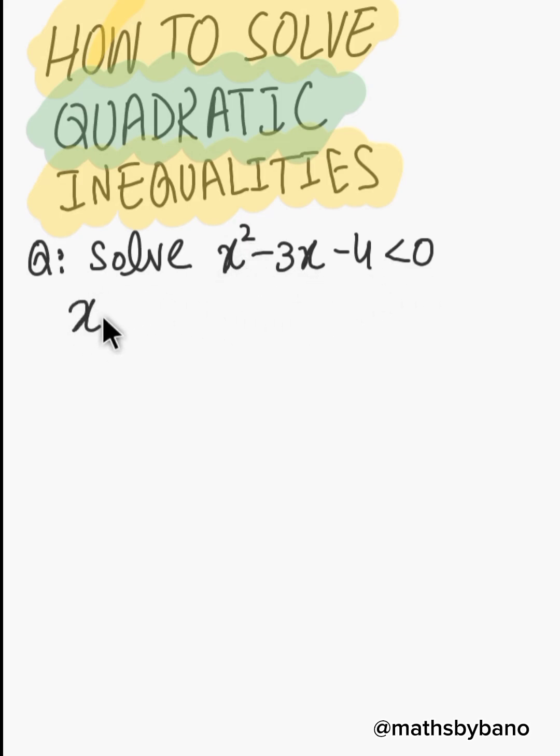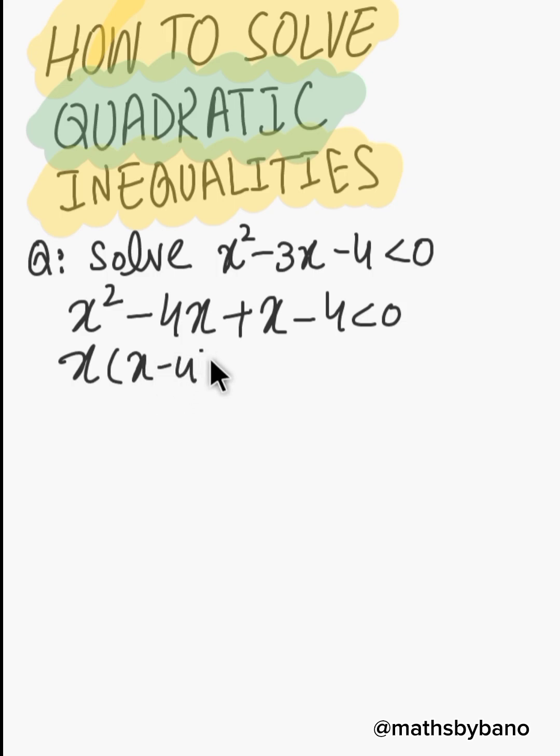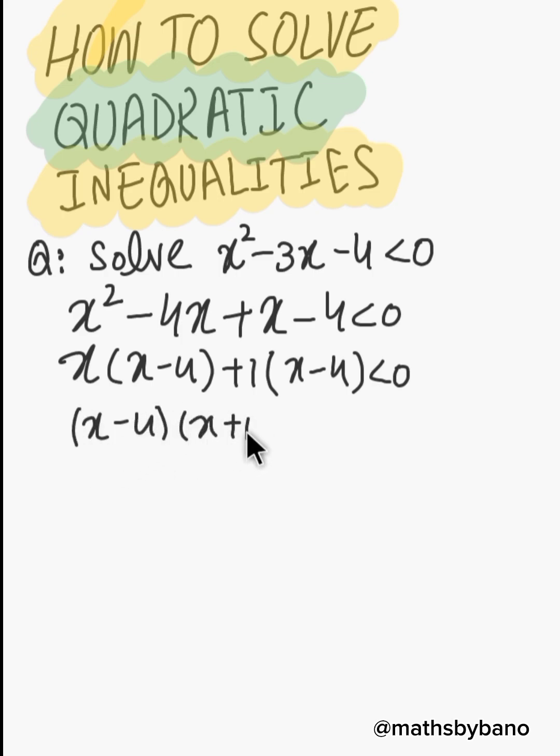First step, we need to perform factorization. x square minus 4x plus x minus 4 less than 0. x into x minus 4 plus 1 into x minus 4 is less than 0. So from here we have x minus 4 and x plus 1 less than 0. If we put x minus 4 is equal to 0, we get x is equal to 4. And from here we get x is equal to minus 1.